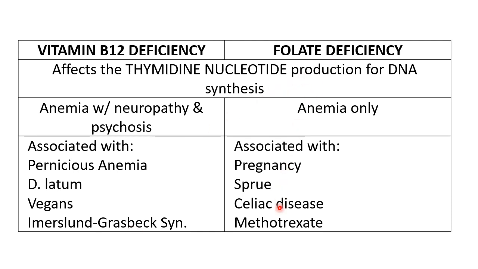Sa folate deficiency, madalas dyan yung mga pregnant women, yung mga patient na nagsasuffer ng sprue and celiac disease. Anong difference ng dalawa? Yung sprue has a problem with the absorption in the intestine. Celiac disease is for the gluten sensitivity or intolerance. And add natin the methotrexate, which is the most common implicated drug in folate deficiency.